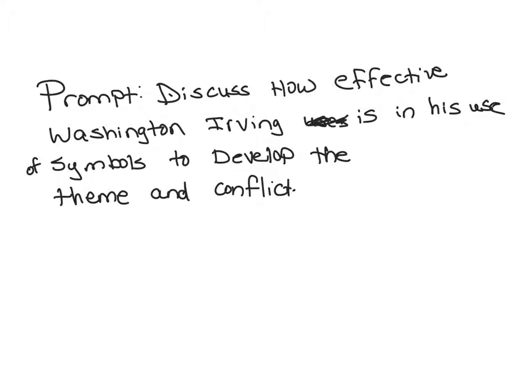Okay, so what we're going to write about today is how effective Washington Irving is in his use of symbols to develop the theme and the conflict. So that's the focus. The symbols that you guys have been looking up, and how he uses them to show us the theme and show us the conflicts. Before you can write this, you have to know what the theme is. You have to know what some of the conflicts are.